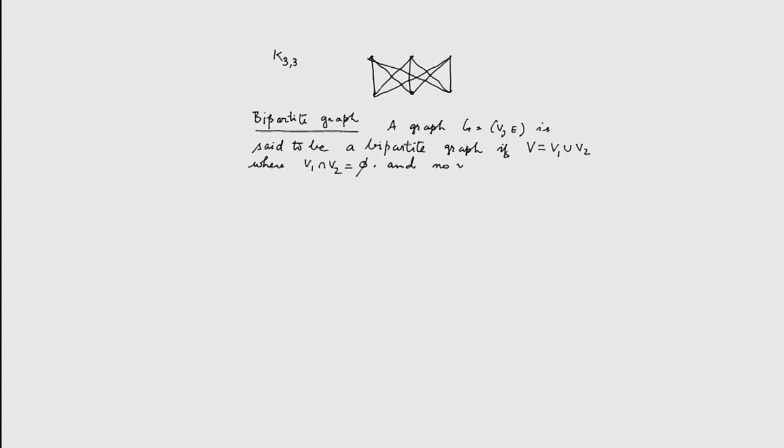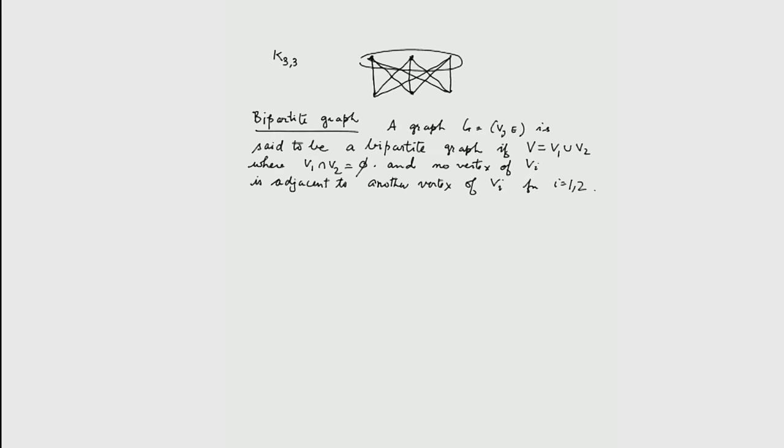no vertex of Vi is adjacent to another vertex of Vi, for i is 1 and 2. So, the vertices of V1 are not adjacent to each other, vertices of V2 are not adjacent to each other.